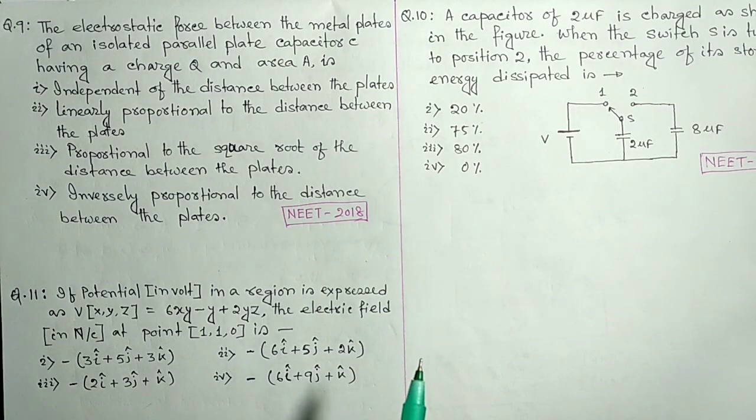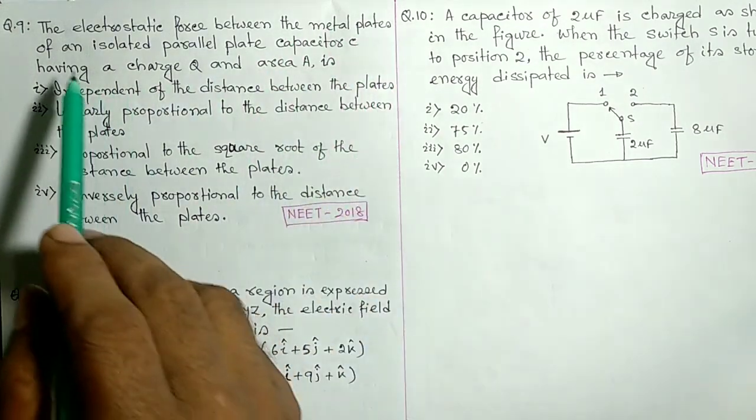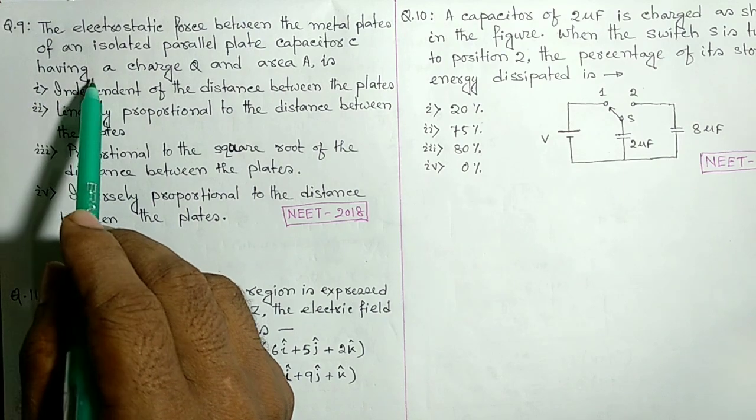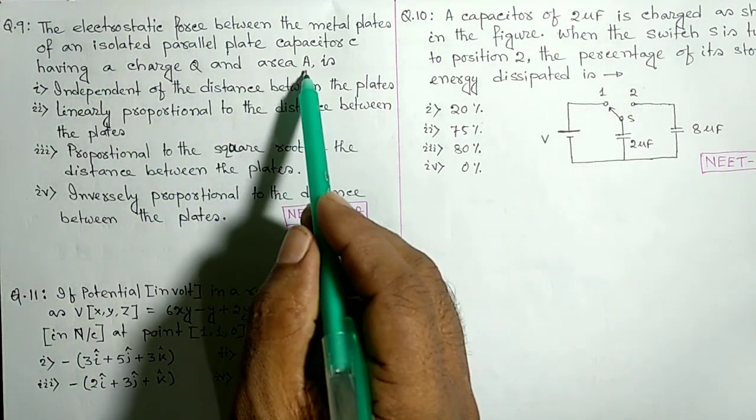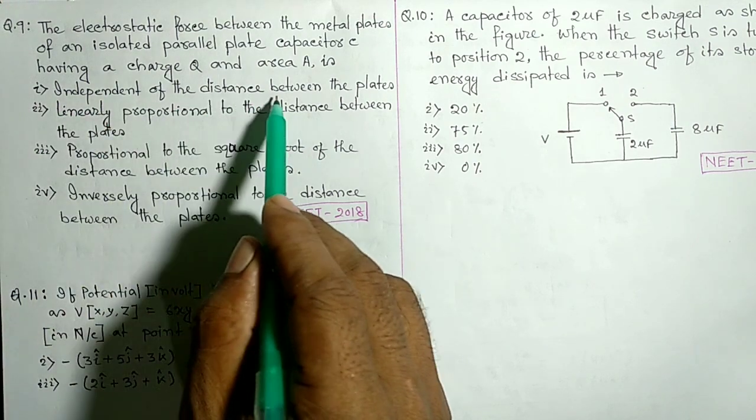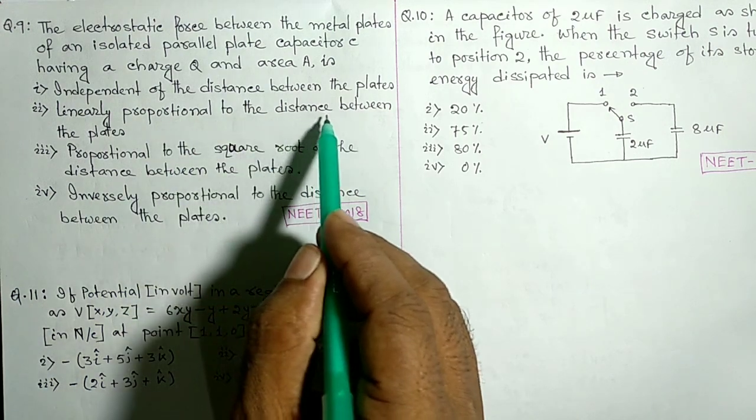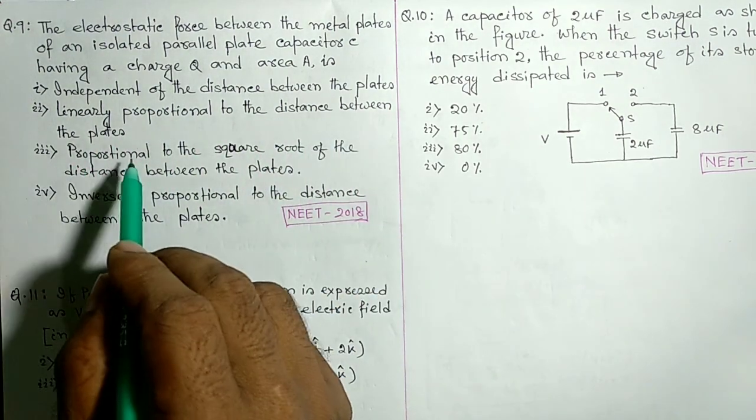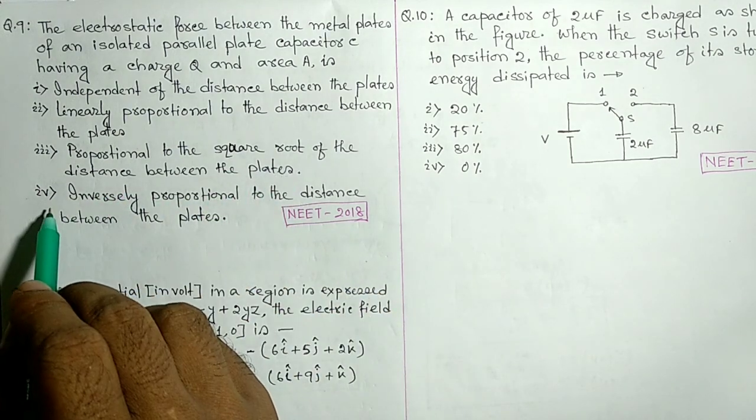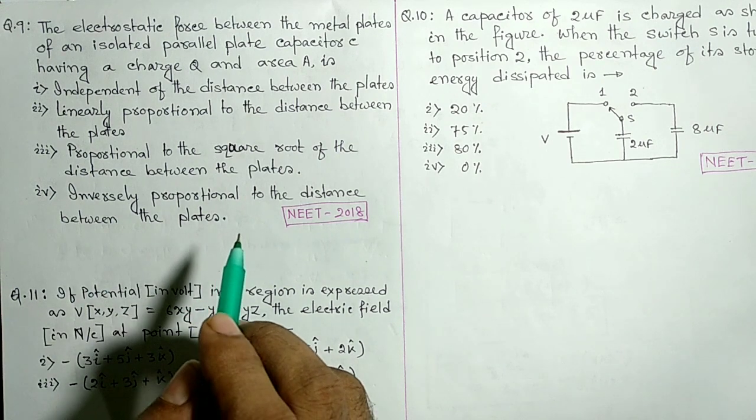Next question is question number 9. The electrostatic force between the metal plates of an isolated parallel plate capacitor C having a charge Q and area A is: option 1, independent of the distance between the plates; option 2, linearly proportional to the distance between the plates; option 3, proportional to the square root of the distance between the plates; option 4, inversely proportional to the distance between the plates.